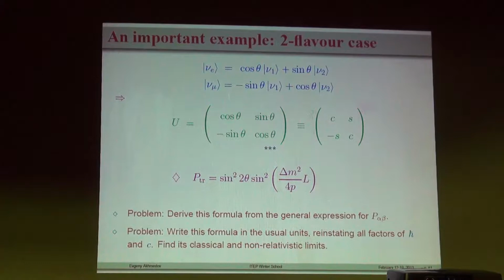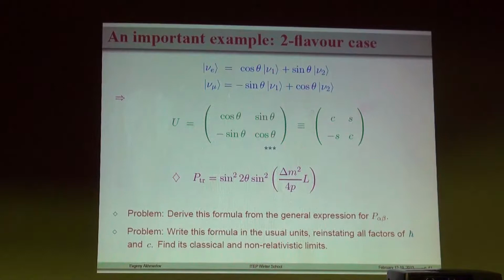By using the general formula, which I derived yesterday, you can immediately find the formula for the transition probability in the two-flavor case. It has this very simple and at the same time remarkable structure. It has a product of two squared sines. The first, sine squared of twice the mixing angle, gives you the amplitude of the oscillations. And the argument of the second sine squared gives you the frequency of the oscillation, how fast the oscillations occur.